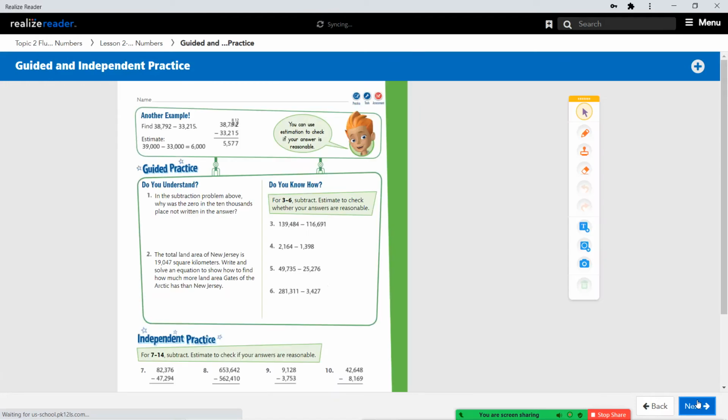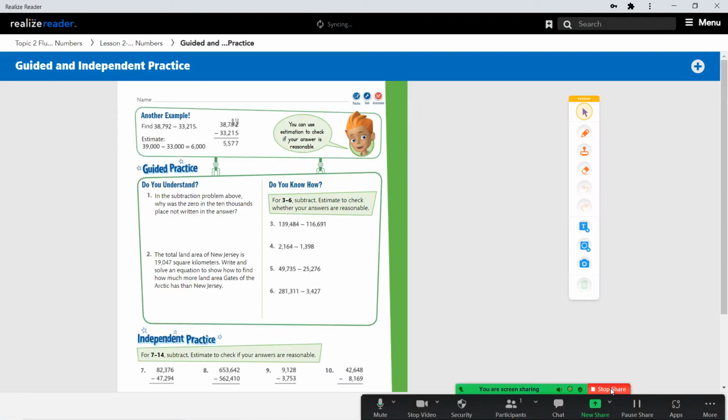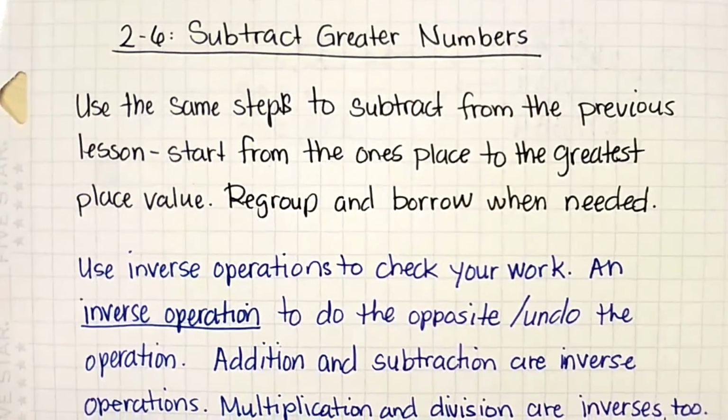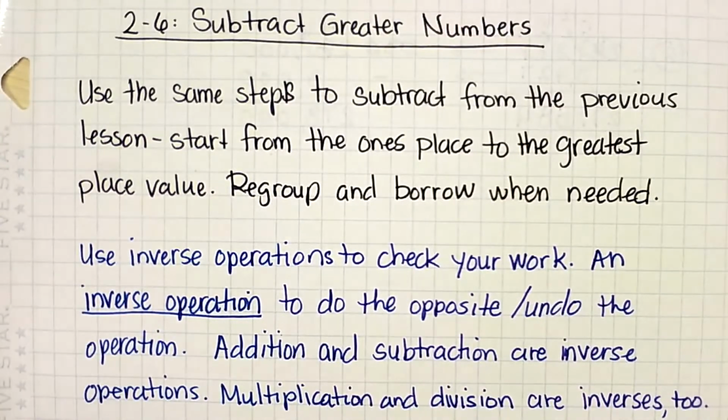Now, before we get into our guided practice, I want to go over some of the notes with you guys. Some of the notes that we took along the way while we were listening to our lesson were the things that we need to remember. We know that we need to use the same steps when we subtract that we use when we subtract smaller numbers. So we're going to regroup the same way. We're going to stack in place value order, starting from the ones the same way. We're going to regroup and borrow numbers whenever we need to, the same way we did with smaller numbers.